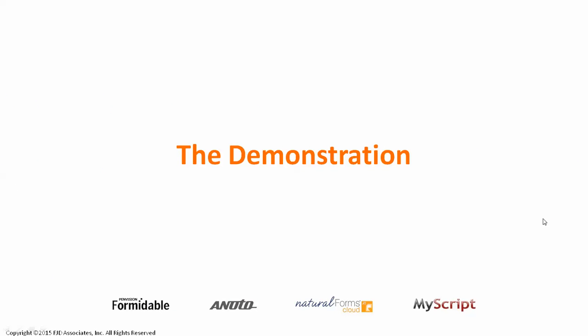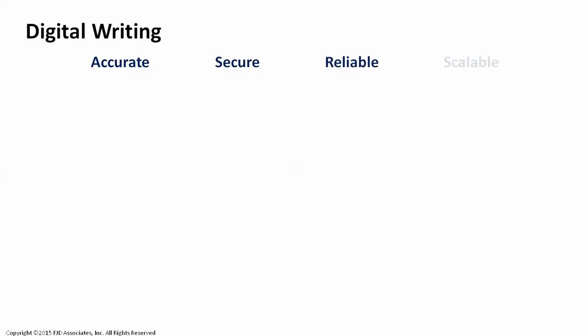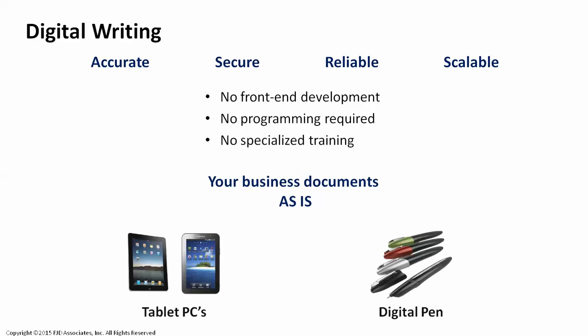So, you just saw how digital writing combined with QuickBooks gives you seamless straight-through processing of all or any kind of transactional document using tablet technology, or we can even do this with pen and paper. And everything automatically goes into QuickBooks in real time. Digital writing is accurate, secure, reliable, and scalable. There's no front-end development, there's no programming required, and there's no specialized training. All your customers need are their documents.